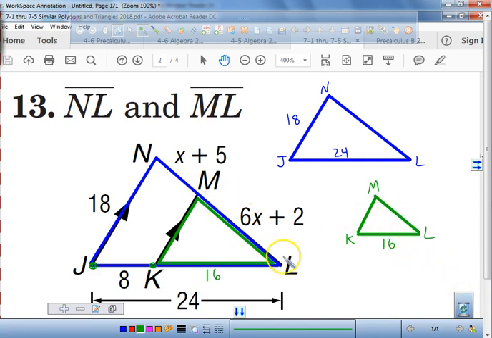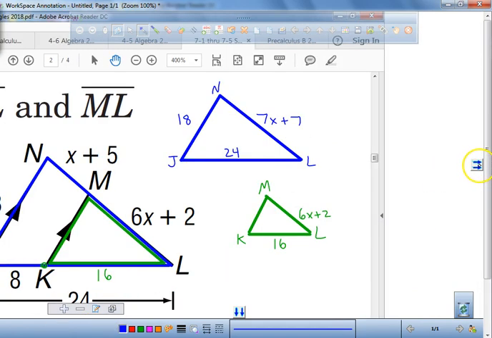Now, the distance from M to L is pretty self-explanatory. The distance from M to L is 6x plus 2. The tricky one is the distance from N all the way to L. So we have to add this to this. Go ahead. 7x plus 7. That's right. If we add these together, we add the x's together, we get 7x. We add the 5 and the 2 together, we get 7. Now we have triangles we can actually compare.